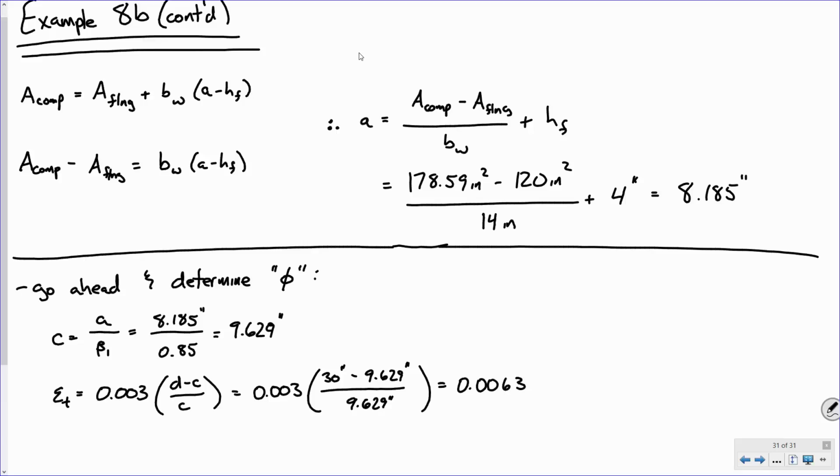Yeah, that's what I got. I got like 635. So what does that mean? Phi is 0.9, because this is 0.005 greater than or equal to 0.005.